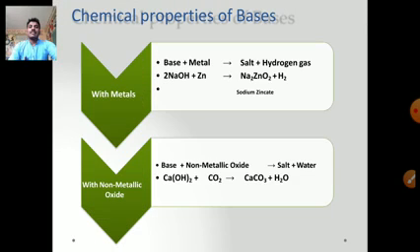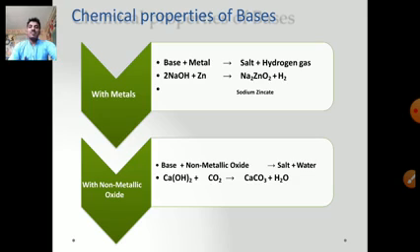And next one is the chemical properties of bases. With metal, the base plus metal. NaOH is one of the bases, it reacts with zinc, it is converted into a salt, Na2ZnO3, sodium zincate, and hydrogen gas, H2.